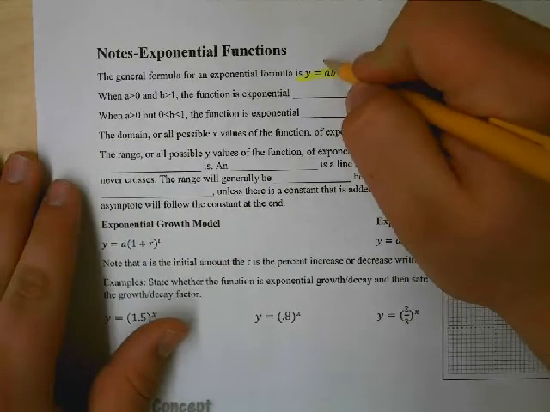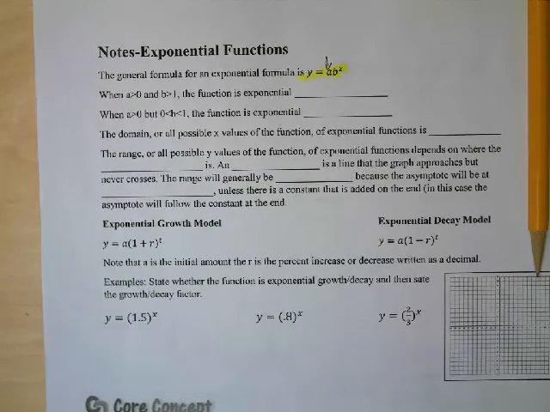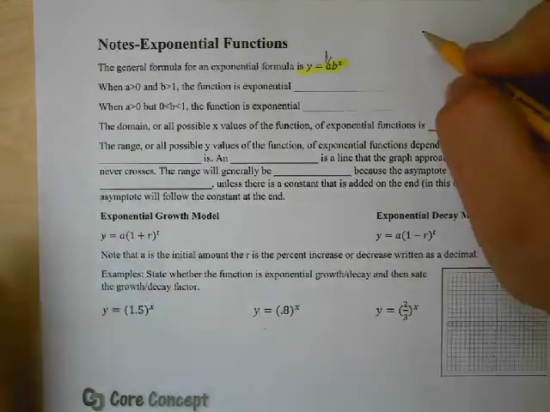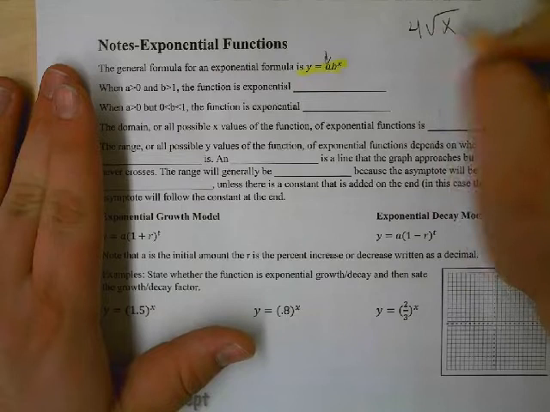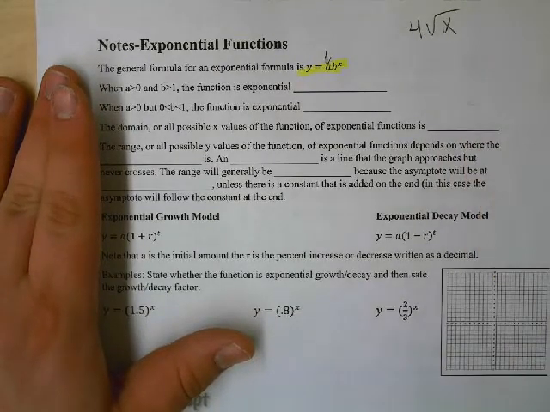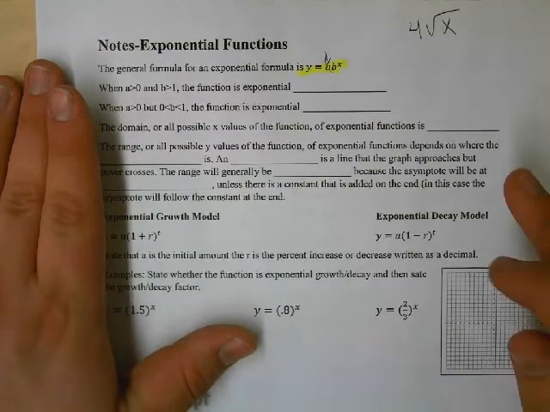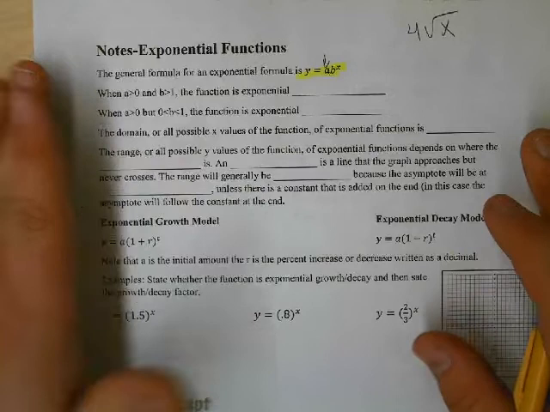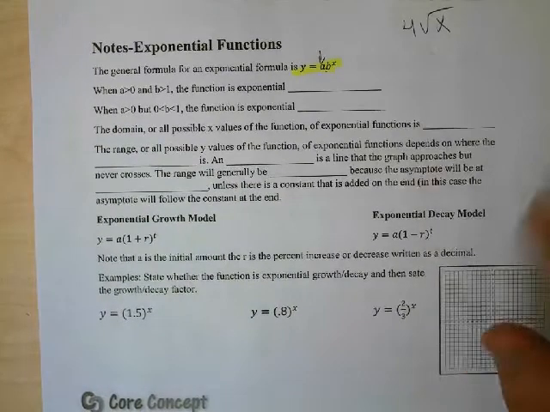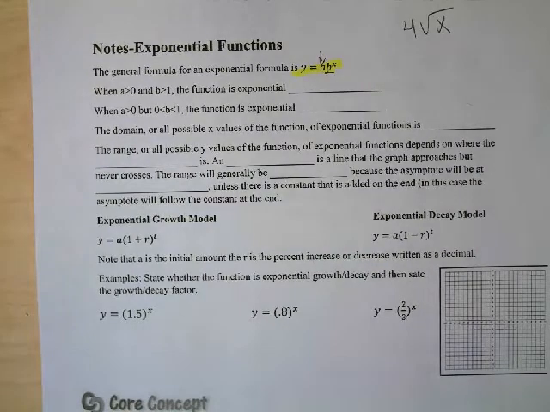This a is going to work a lot like the a in the square root function. Do you remember how it was like 4 square root of x? What did that 4 do? Yeah, it was like a vertical stretch. That's a lot of what this a is going to do. But the really interesting thing, or the thing we like to look at a lot, is the b. That's going to be our big thing that we look for.